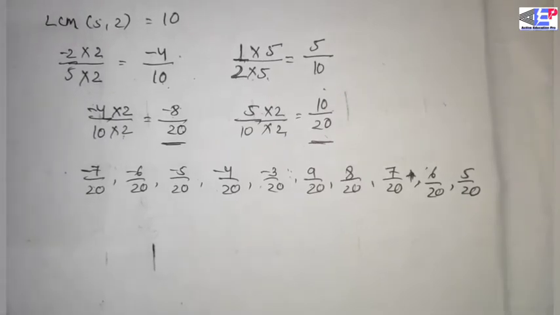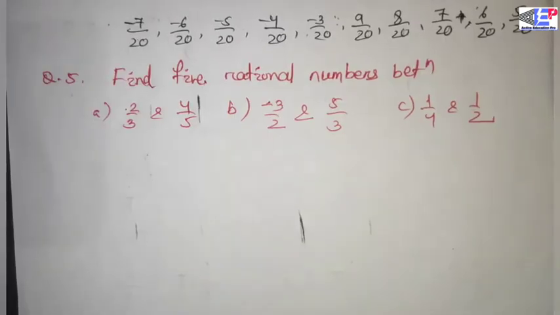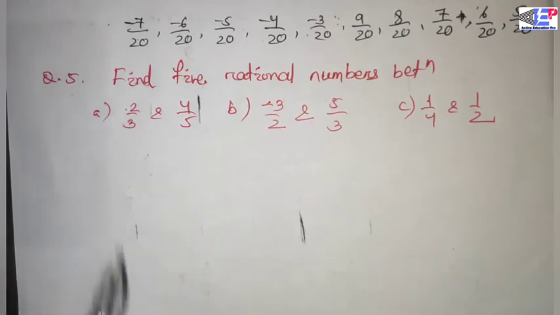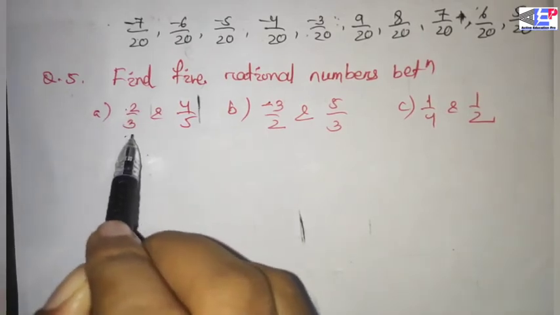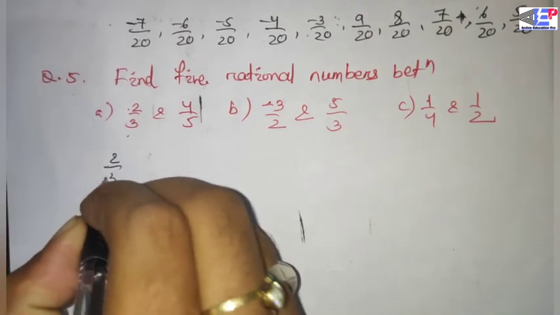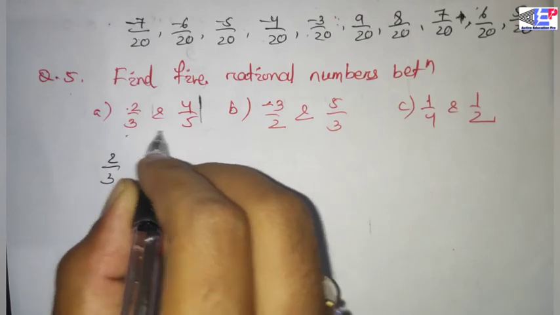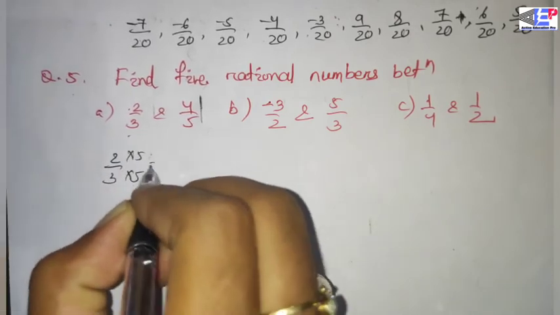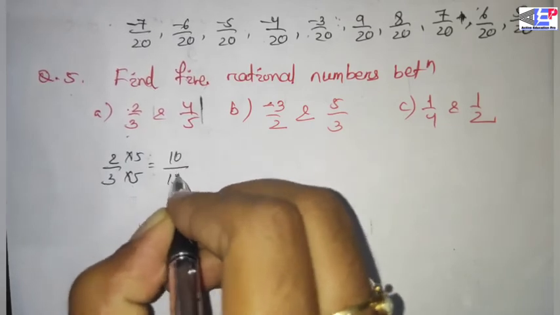Then next is question number 5. Find 5 rational numbers between 2 by 3 and 4 by 5. In this question, the denominators are not the same. So first make the 3 and 5 the same. The LCM of 3 and 5 is 15. So multiply by 5 and it will become 10 by 15.